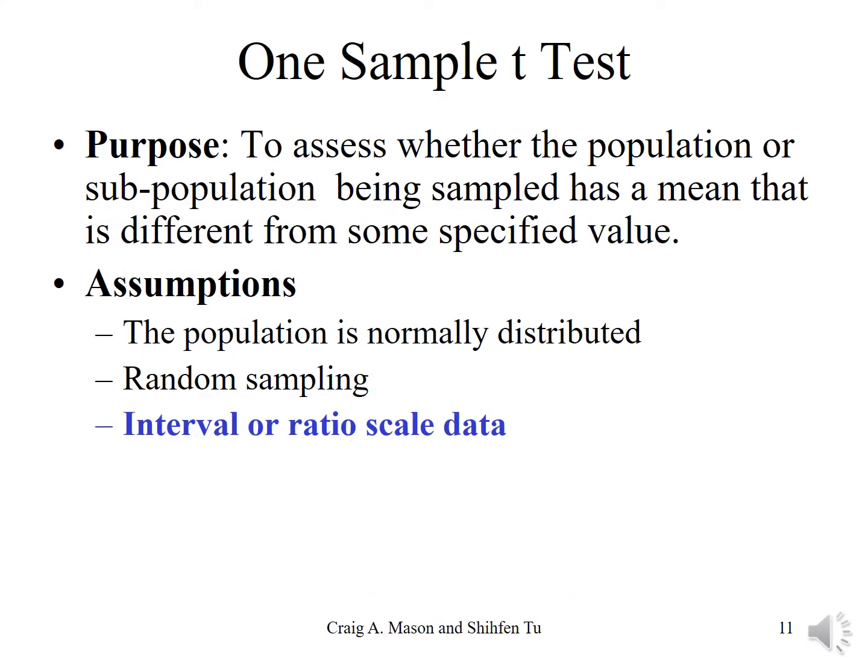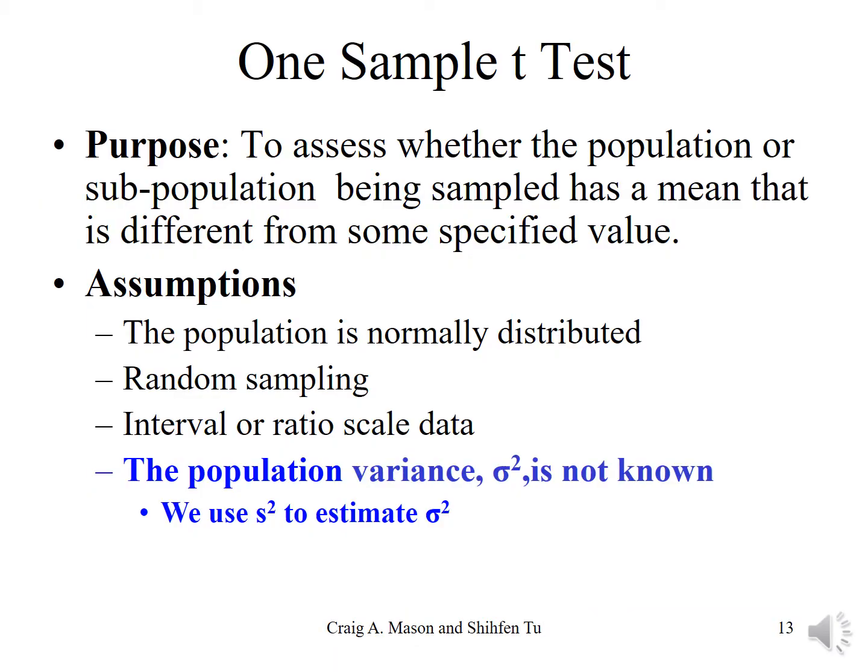Third, the data need to be on an interval or ratio scale, meaning that the units for whatever you're measuring are equally spaced. So far, everything is just like the one-sample z-test, but here's the difference. You use the one-sample t-test when you do not know the population variance. In this case, we have to estimate the population variance based on our sample, so we're using s squared for variance. Note that it's the lowercase s squared with n minus 1 in the denominator.